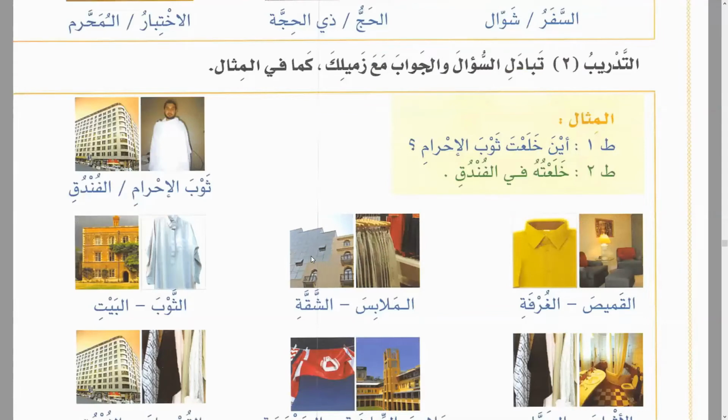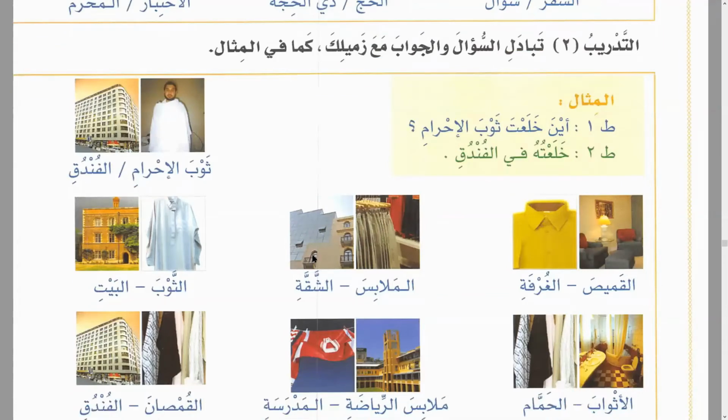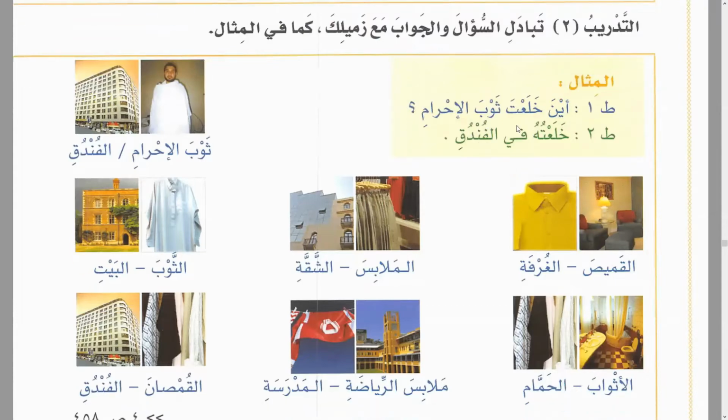Next, التركيب gives us a practice of removing clothes. أين خلعت ثوب الإحرام? Where do you remove your إحرام? Right? أين خلع? خلع يخلع is to remove. It's the verb. خلع يخلع. باب فتح, right? How do you know فتح?